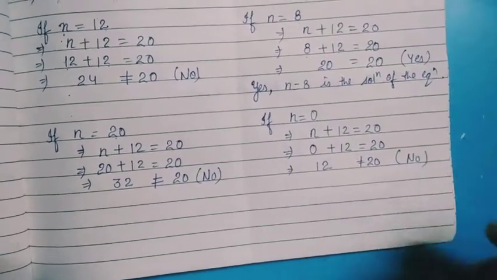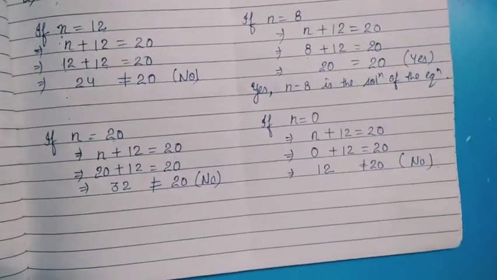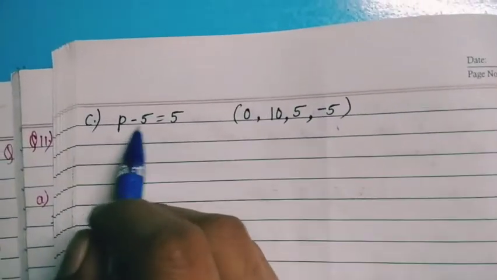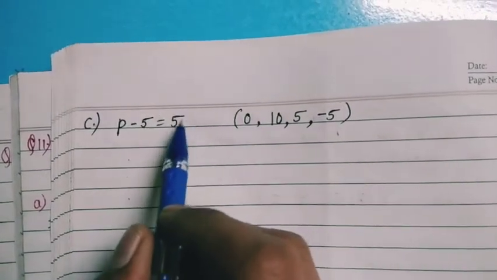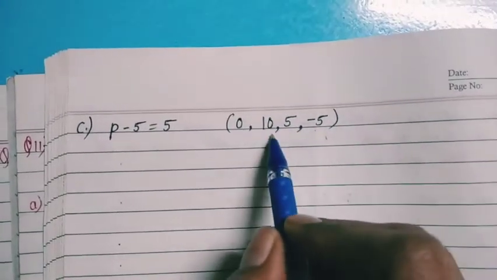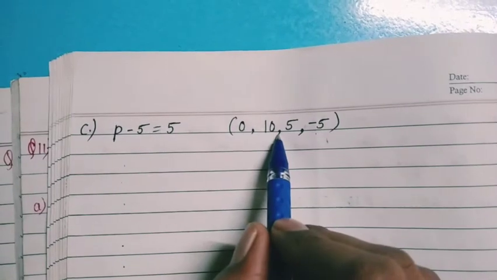It means this is also not the solution of the equation. Now the C part is p minus 5 is equal to 5, which is the equation, and from the bracket we have to search its solution.